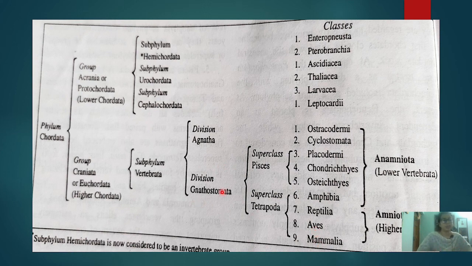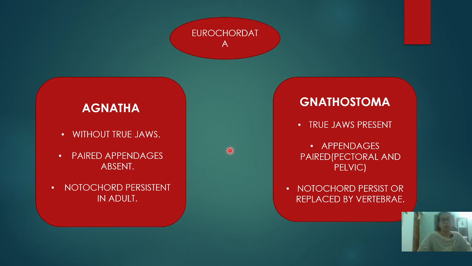To be very precise, for easy understanding, you can say those urochordates which have jaws are known as Gnathostomata, and those which do not have jaws are known as Agnatha. The Gnathostomata also have appendages, that is the pectoral and pelvic girdles, and the notochord may be persistent, or the notochord will be replaced by the vertebral column. This is all about the major characteristics, or major differences, between the Agnatha and the Gnathostomata.